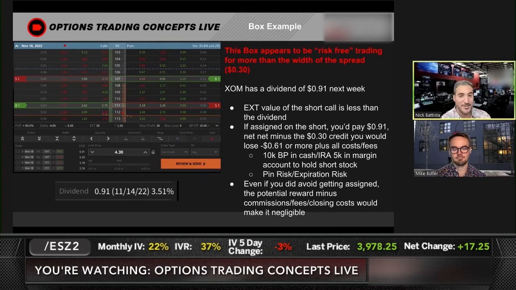So if you're in a margin account or a cash account or an IRA, some account that isn't allowed to be short shares, you're going to be in a margin call. You have to close that position. If you don't have the capital to hold that position, you're using 10 grand in a cash or an IRA account, 5 grand in a margin account. And then if you forget about it, you've got pin risk and expiration risk.